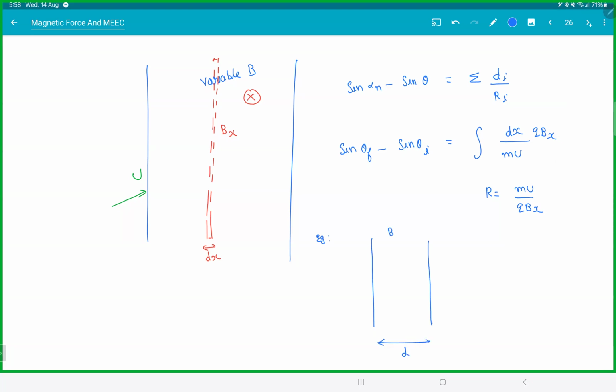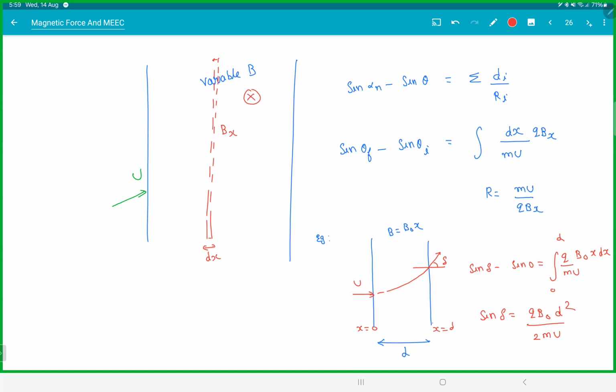Let's say this is d and the field is equal to B naught x, with x equal to 0 at one edge and x equal to d at the other, and let the particle enter straight with speed u. So it would go off like this, and this is your delta. From our formula, we'll get sine delta minus sine 0 is equal to the integral of q by mu, B naught x dx from 0 to d. You'll get sine delta is equal to q B naught d square by 2mu. So I just need to take whatever value is given, put it there, and you'll get the answer.